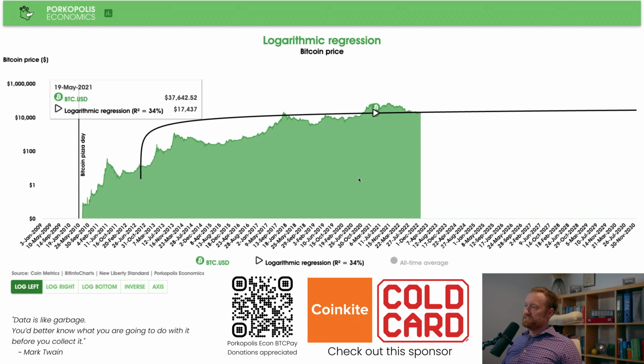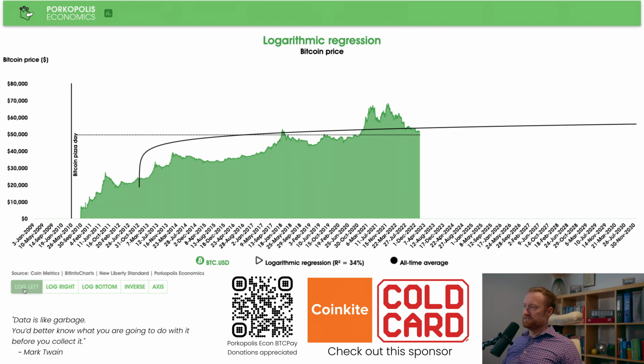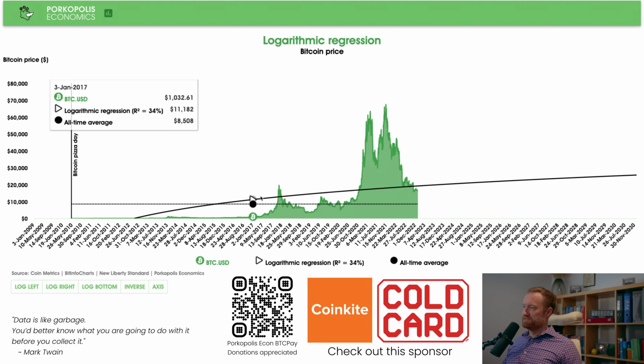Very last point, I'm going to reset the zoom here. I'm going to go out. Let's put the all-time average back in, and let's put it back to linear scale. So it's linear scale here. We can see the curve now, how it looks on a linear scale.